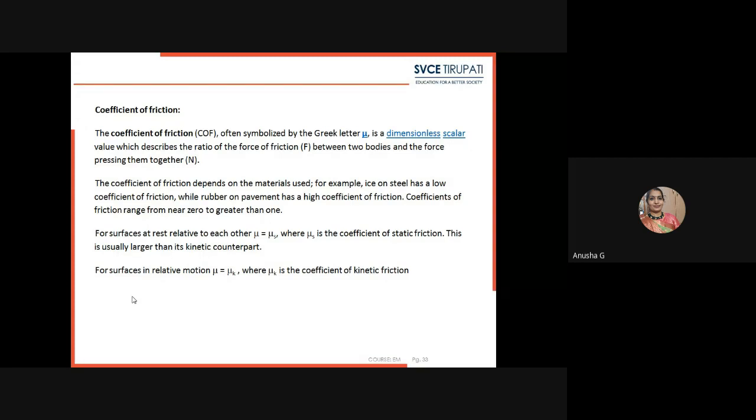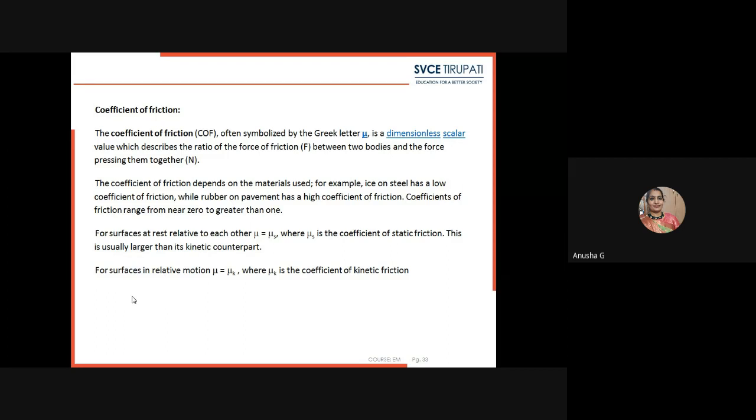Okay, friends. Next, we will see, for surfaces at rest relative to each other, what coefficient of friction has to be considered. That will be equal to mu s. That mu s is nothing but the coefficient of static friction. Now you already know what is meant by static. Static is nothing but a body which is in a state of rest. Here also, static friction is where a body is in a state of rest with some opposing force. That force is called static friction. It is usually larger than the kinetic counterpart.